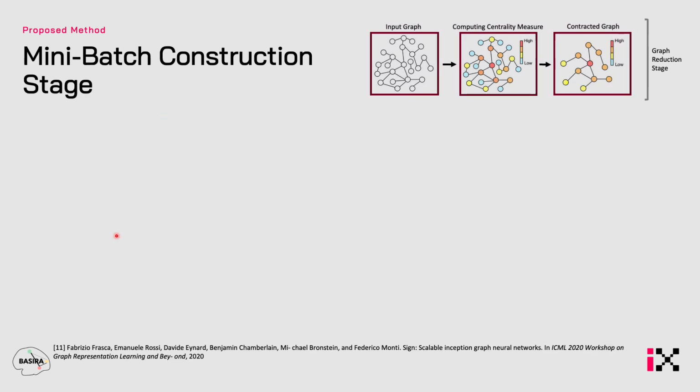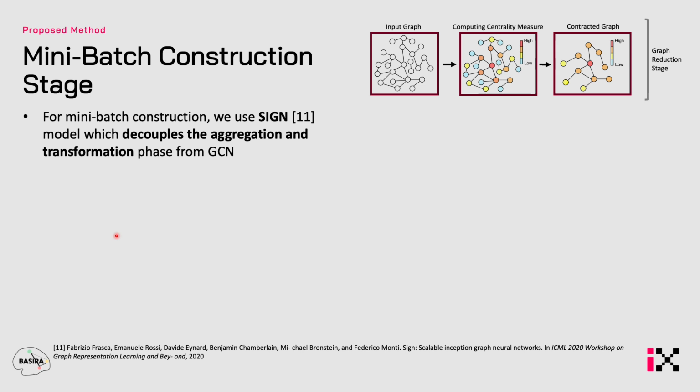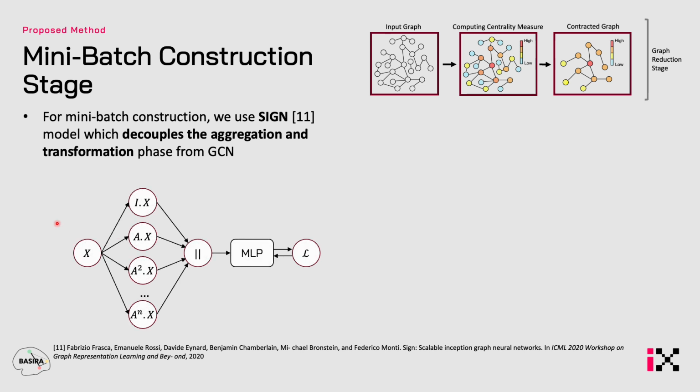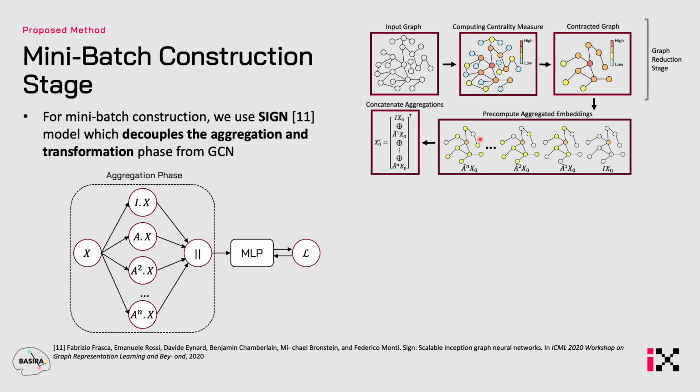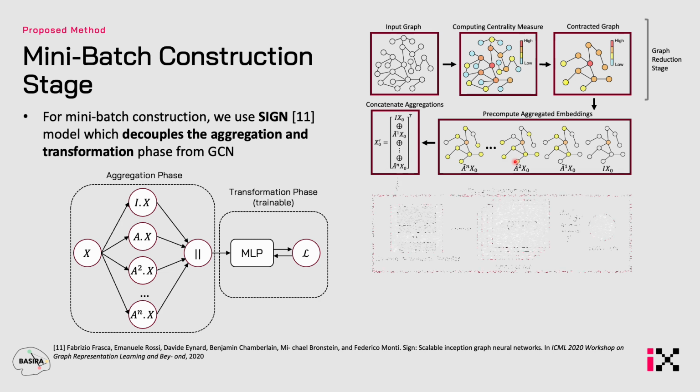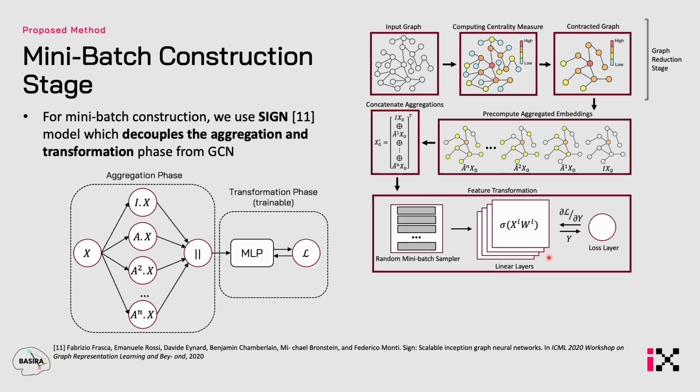Next, for the MiniB construction stage, here we're going to use the SIGN model, which decouples the aggregation and transformation phase of GCN. SIGN is visualized in this figure, and as we can see, it first consists of the initial aggregation phase, which consists of concatenation of various power matrix aggregation, and this is also shown in our flowchart. So first we compute the aggregation of various power matrix before concatenating it together. Then it's followed by a transformation phase, which is essentially MLP training. This is also shown in our flowchart as follows.